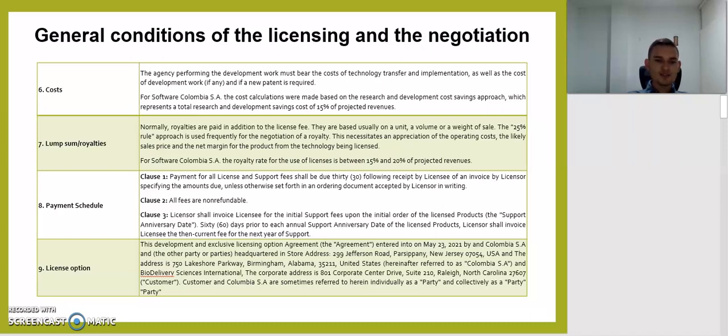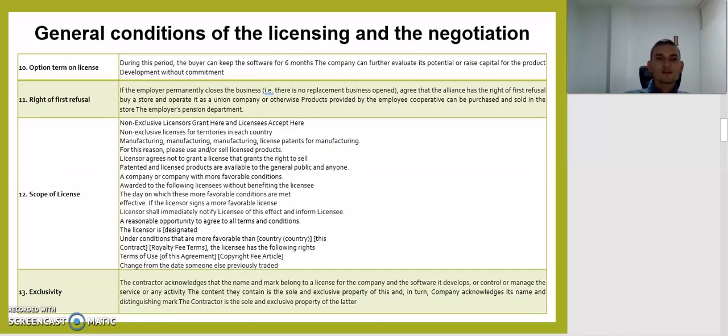And the following items are license options, the development and exclusive license option agreement. Option term on license. During this period, the buyer can keep the software for 6 months. The company can further evaluate its potential or raise capital for the product development without commitment.